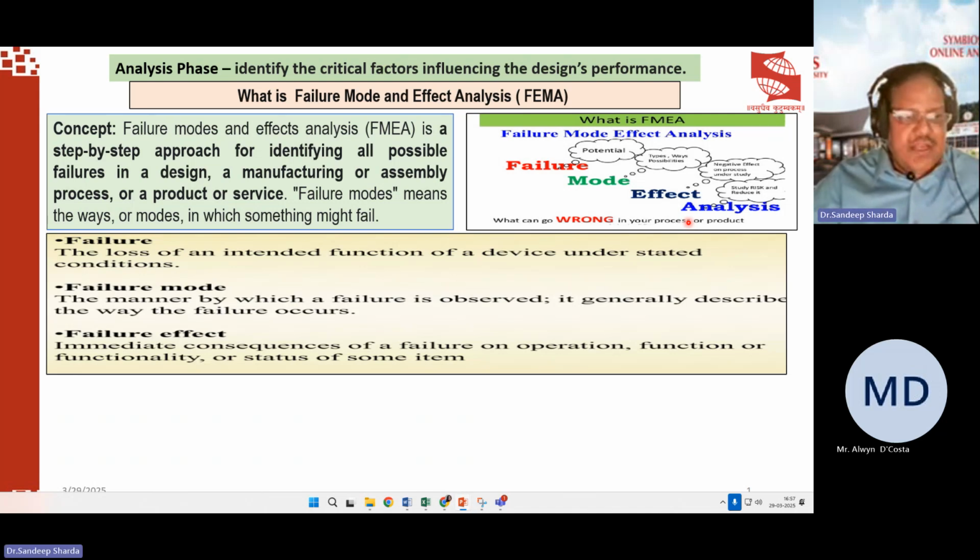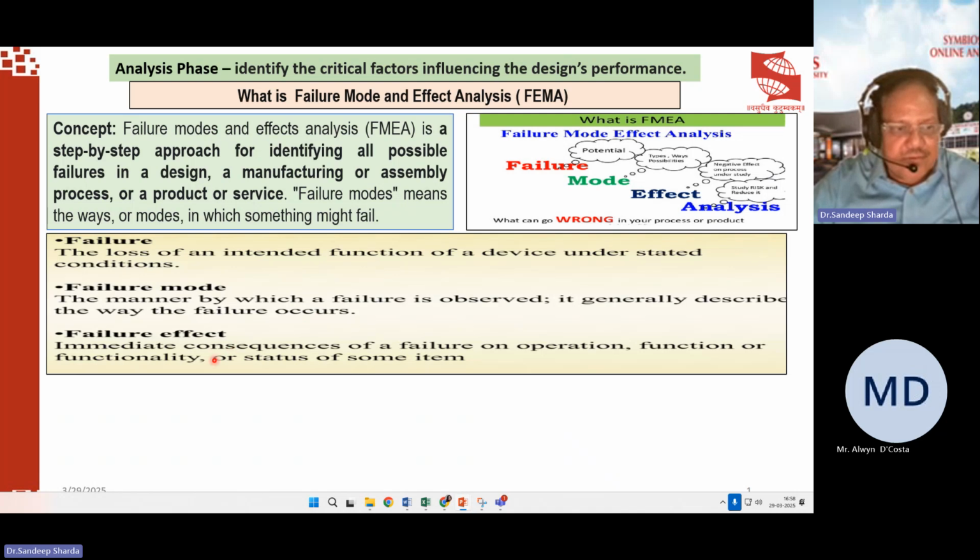So some corresponding definitions which we are going to discuss right now. That is failure, the loss of an intended function of a device under the stated conditions. Failure mode will be the manner by which a failure is observed. It generally describes the way the failure occurs.